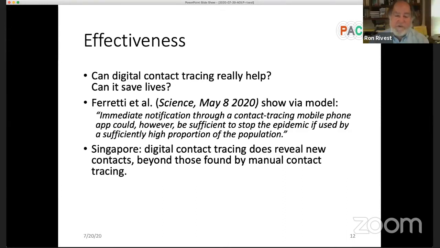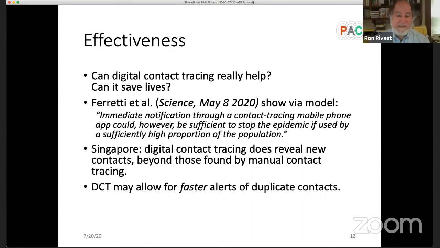And in Singapore, for example, they have a digital contact tracing app that does reveal new contacts beyond those found by manual contact tracing. So we're seeing some positive results happening there. And again, it may allow for faster alerts of duplicate contacts.